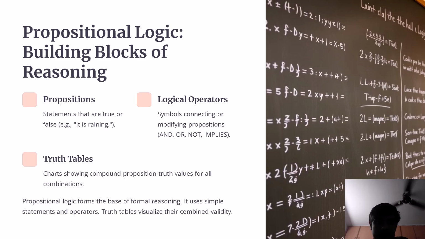Propositional logic: the building blocks of reasoning are propositions, logical operations, and truth tables. Propositions are statements that are true or false. Example: it is raining. Logical operators connect or modify propositions: and, or, not, implies. A truth table is a chart showing the truth values of component propositions for all combinations. Propositional logic forms the base of formal reasoning. It uses simple statements and operators. Truth tables visualize their combined validity.